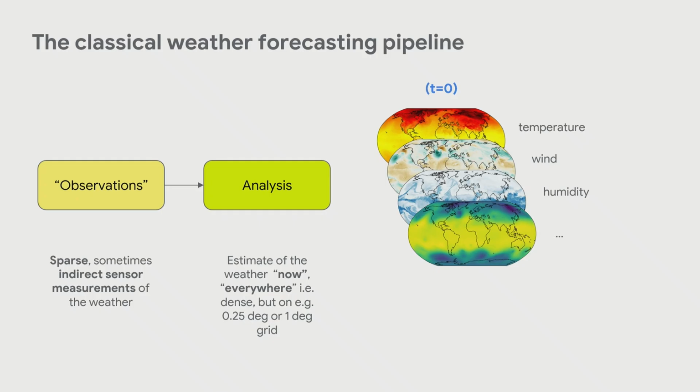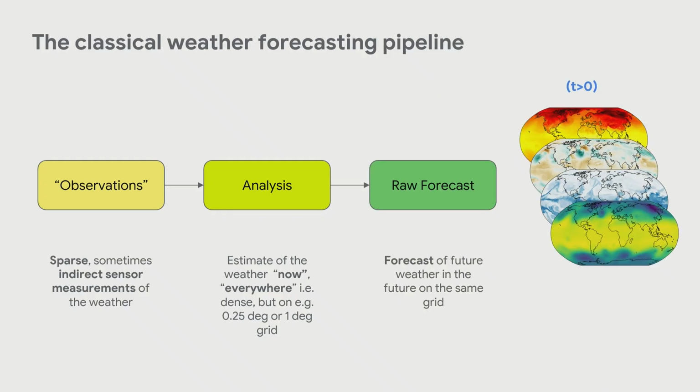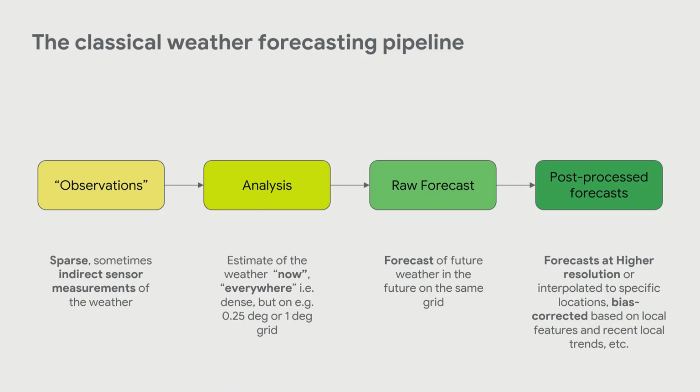Now, once we have this state, this estimate of the weather now, there's a forecasting step. This is the step where we need to simulate the atmospheric dynamics forward in time. We need to produce an estimate of what the weather is going to be on this same grid at some time in the future. And then finally, in a real operational setting, there are typically one or more post-processing steps. Sometimes you want to forecast at a higher resolution than your core model has generated.